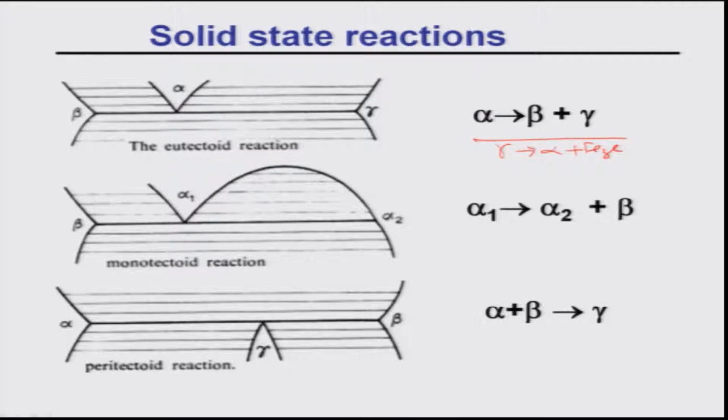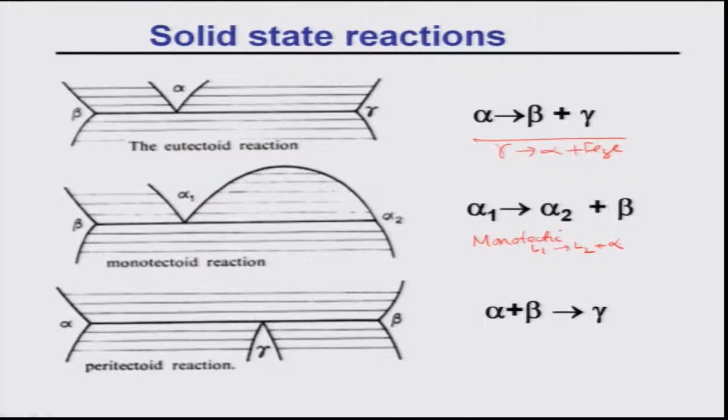And the second one which is also seen is the monotectoid reaction. As you see, the monotectoid reaction is alpha 1 going to alpha 2 plus beta. If you go back to the monotectic reaction, it is liquid 1 going to liquid 2 plus alpha. This is exactly the same as the solid state, with liquid 1 and liquid 2 replaced by alpha 1 and alpha 2. So, alpha 1 and alpha 2 have the same crystal structure and their compositions will change, beta will have a different crystal structure.